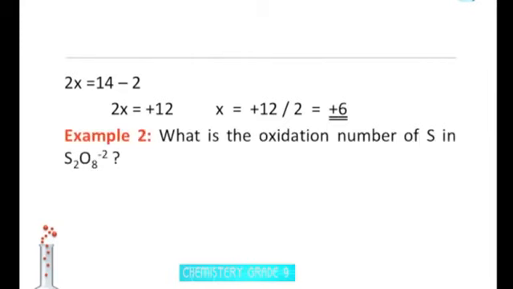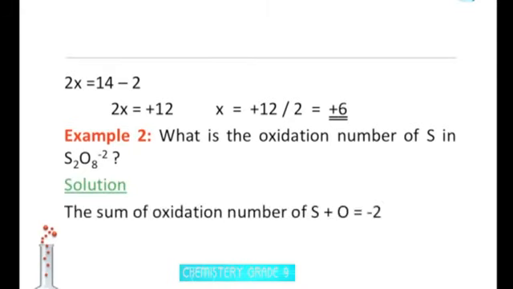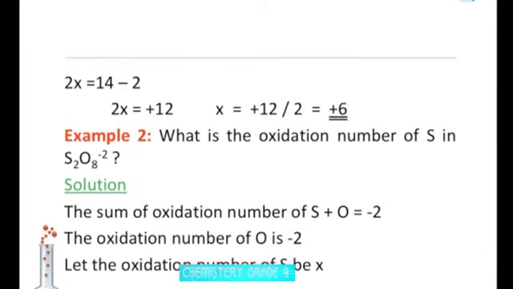Example 2. What is the oxidation number of sulfur in this compound? The whole compound has a charge of -2, so the oxidation number of the whole compound has to be -2. We also know that the oxidation number of a single oxygen is -2. Let's solve for X.